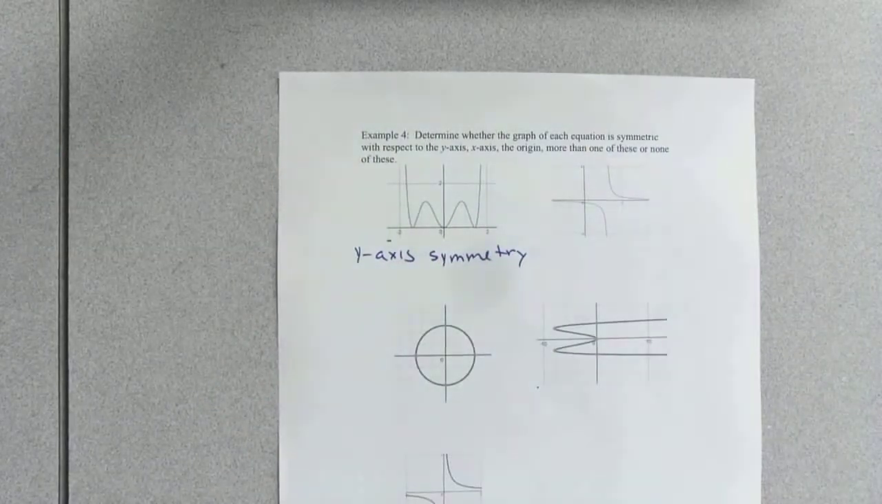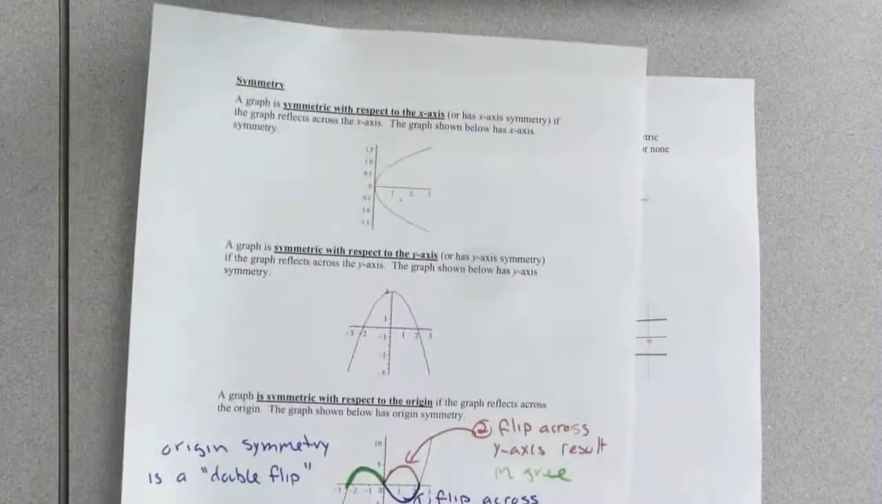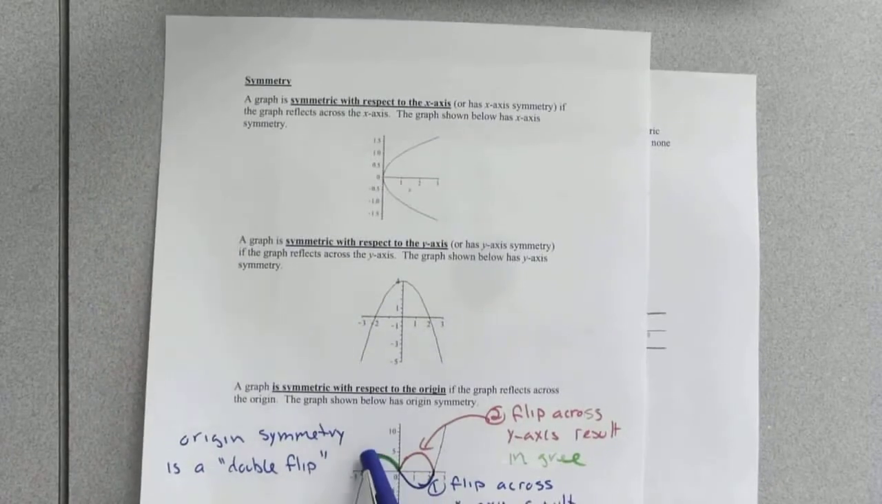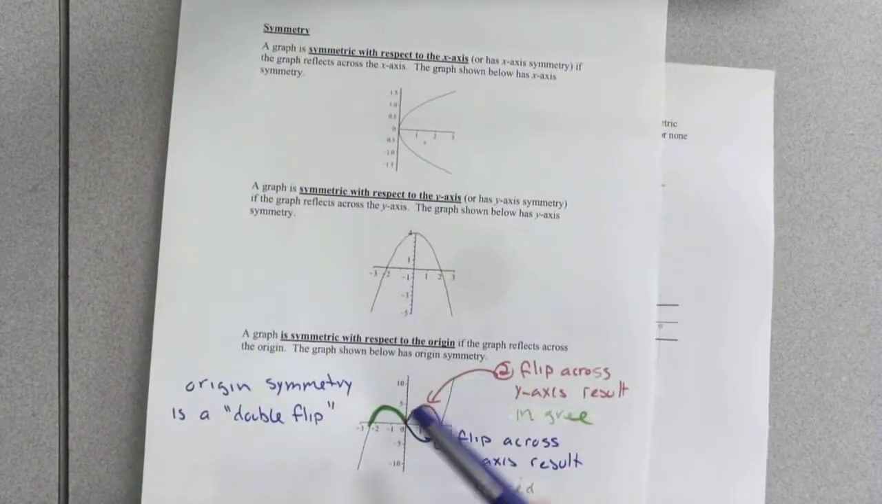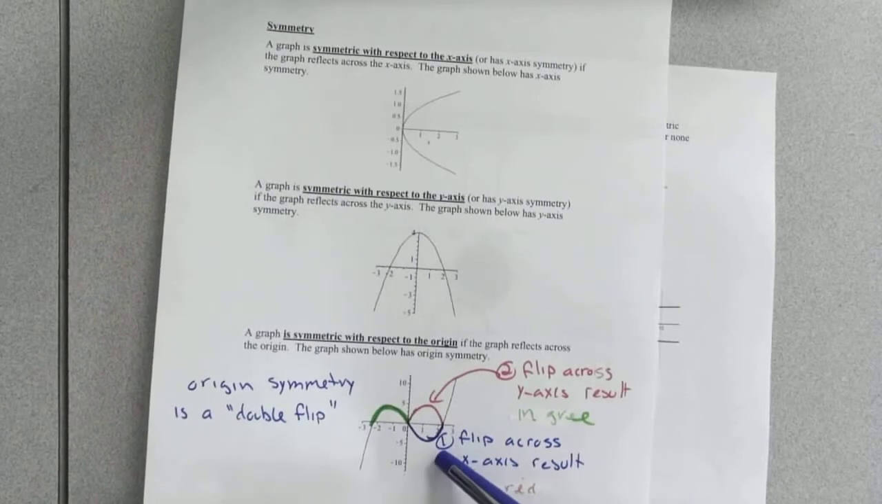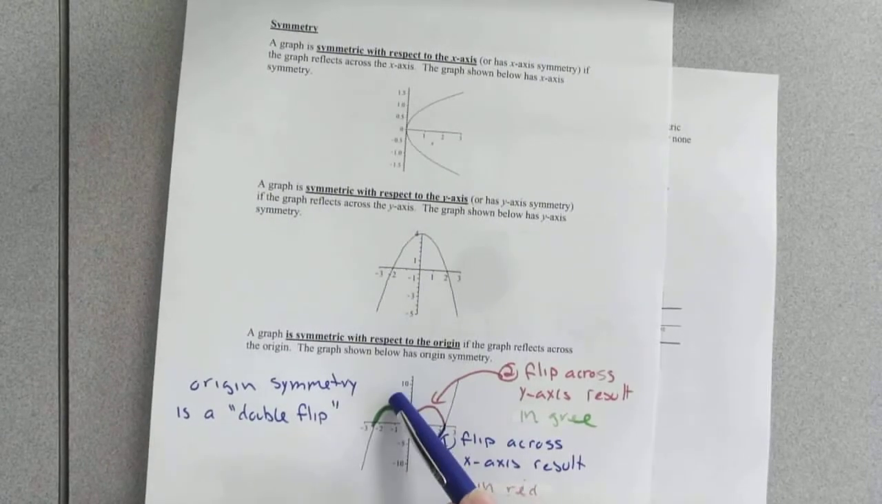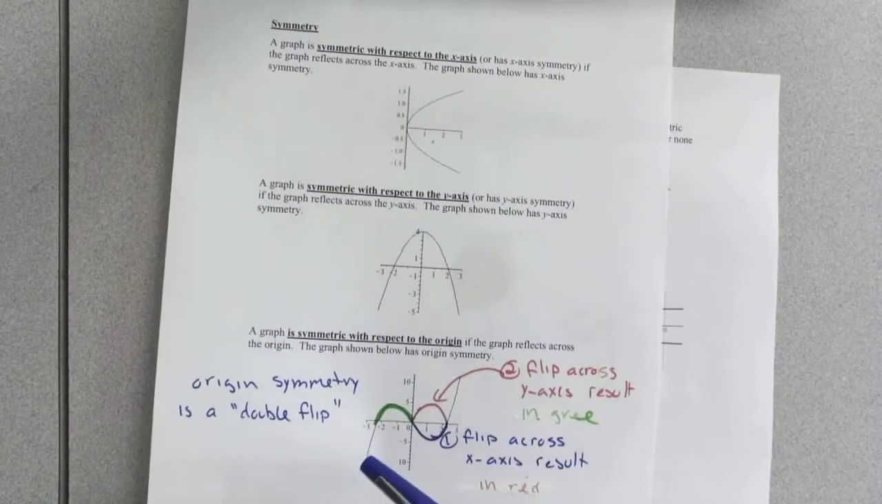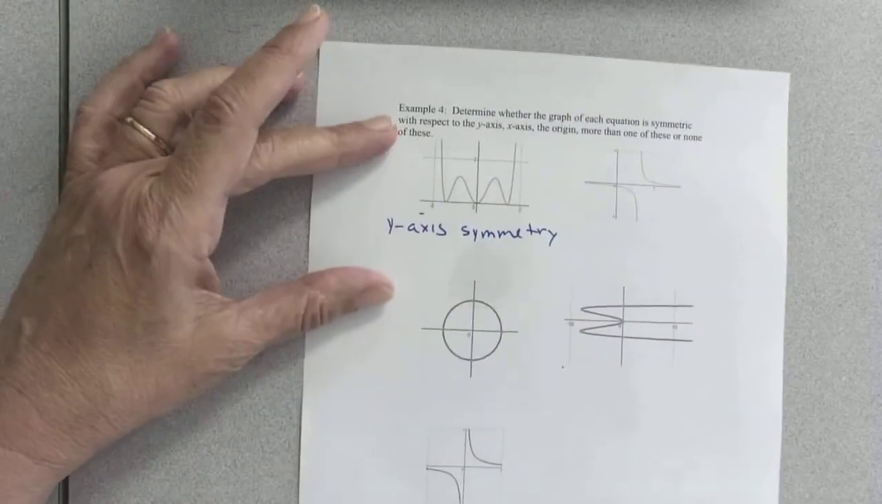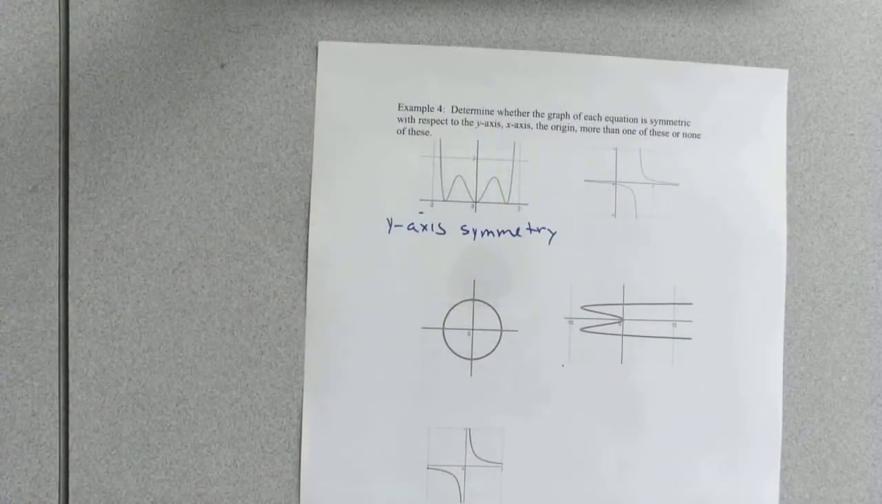The y-axis cuts that picture in half. It certainly can't have x-axis symmetry because there's nothing below the x-axis. And origin symmetry is always, as we saw here, fourth quadrant ending up in second quadrant, first quadrant ending up in third quadrant. Fourth quadrant, flip, flip, second quadrant. First quadrant, flip, flip, third quadrant. There's nothing in the second or fourth and third quadrants, so just y-axis symmetry.